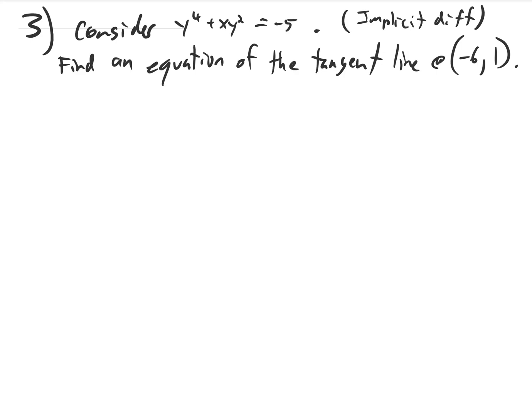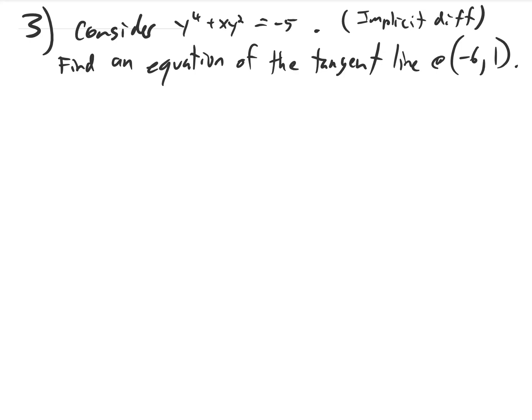All right, next up is an implicit differentiation problem. We've got this relationship between x and y: y to the 4th plus xy squared equals -5. Now you cannot solve this thing for y. But even though y is not a function of x, we can still use calculus to find equations of tangent lines. So let's find an equation of the tangent line to the graph of this thing at the point -6, 1.